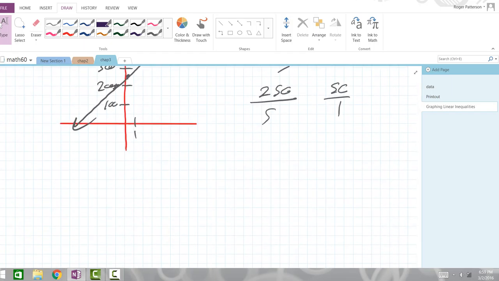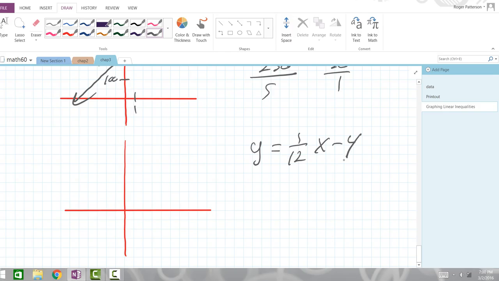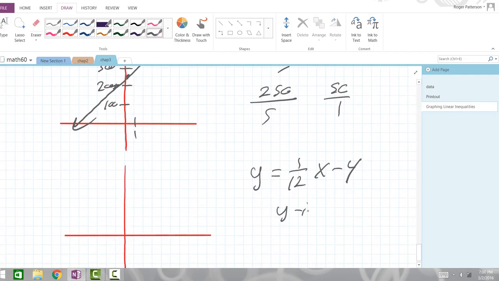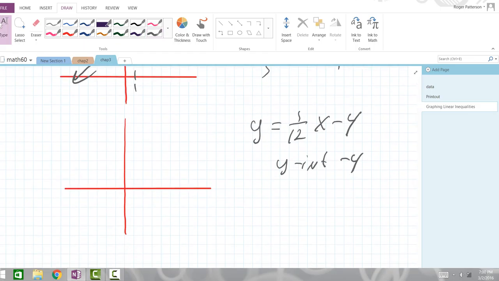All right, let's do the next one. Let's see, what do we got next? 1/12 and 4. Okay, here we go. Like that. This guy. Y equals 1/12 x minus 4. Oh, I don't know if I wrote the y-intercept. Oh, okay, I did. Y-intercept here, -4. Slope is 1/12.